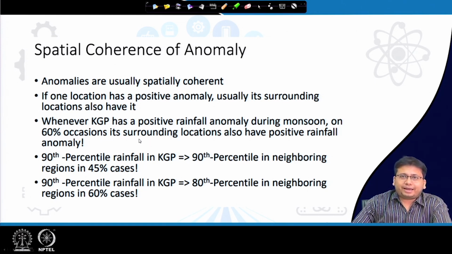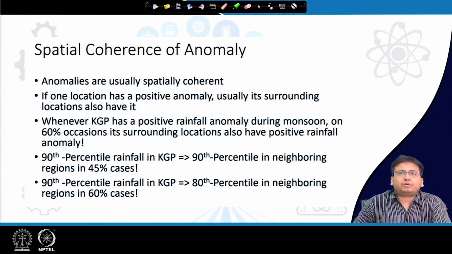So in the absence of any further information, the probability of having a positive anomaly, as we have seen, is just about 30%. For nearby locations it might be slightly more or less. But if we know that on any given day Kharagpur is having a positive anomaly, then that probability shoots up from 30% to nearly 60%, which is a huge rise.